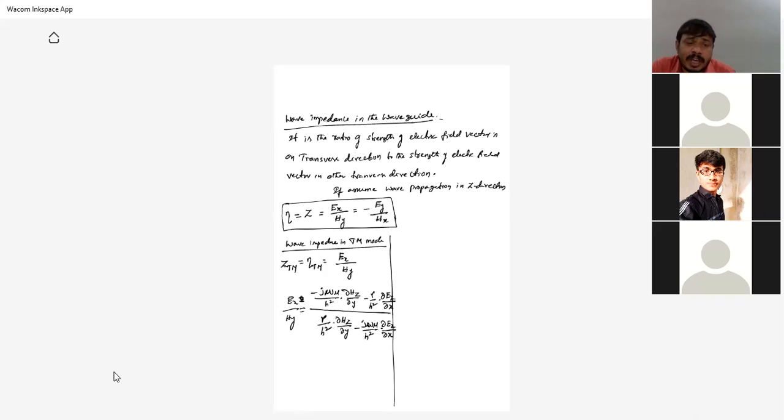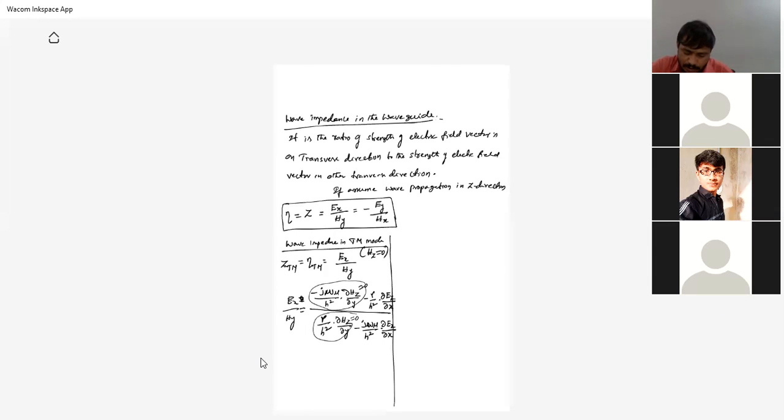TM mode, transverse magnetic mode. I am assuming the wave in the z direction, so there is no magnetic field in the direction of the wave. Hz is 0. Please read the things. Hz is 0, so here this term goes to 0, and this is also 0.